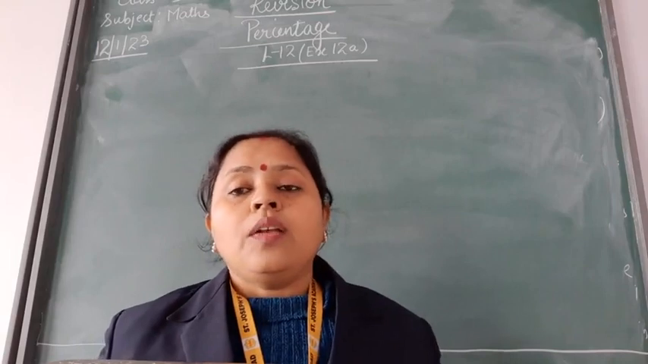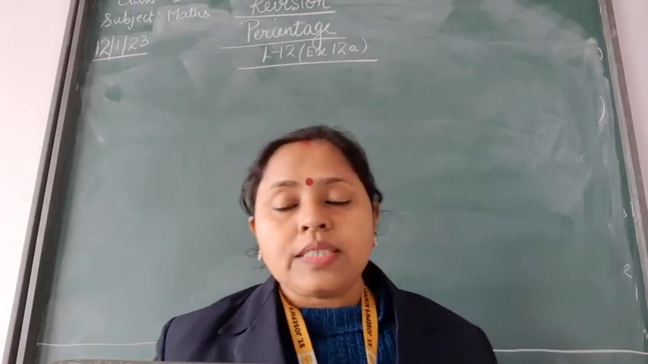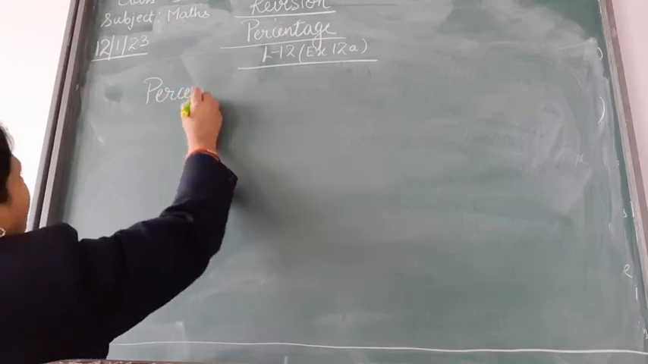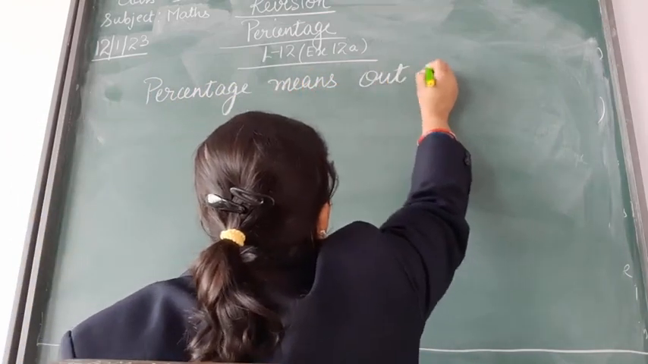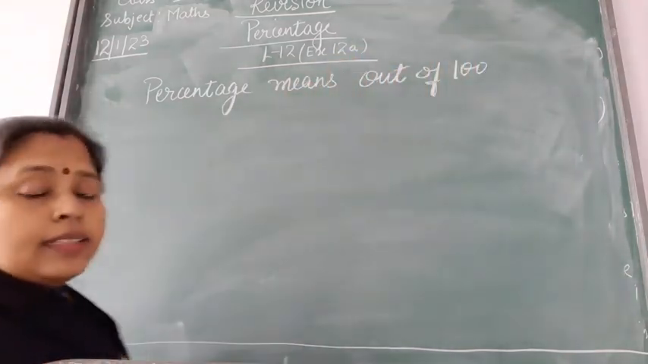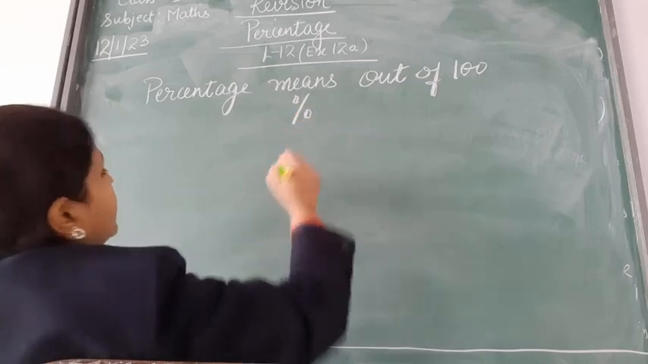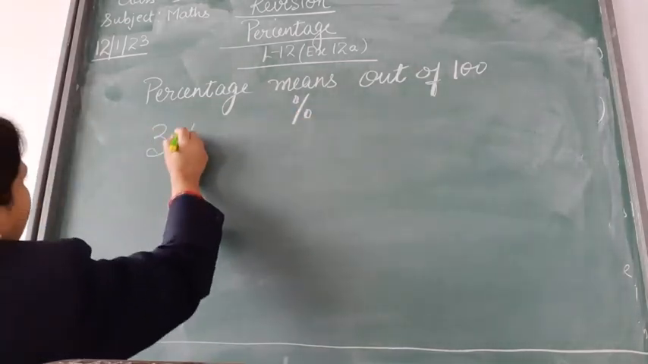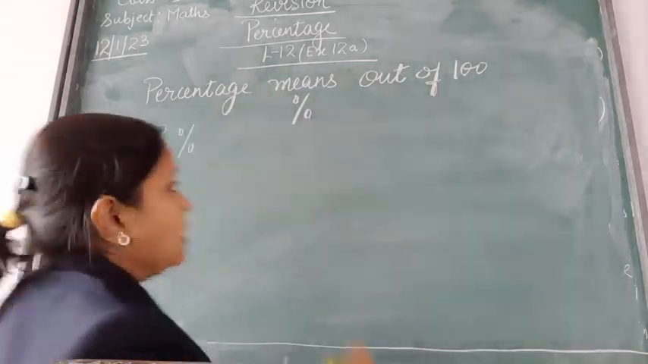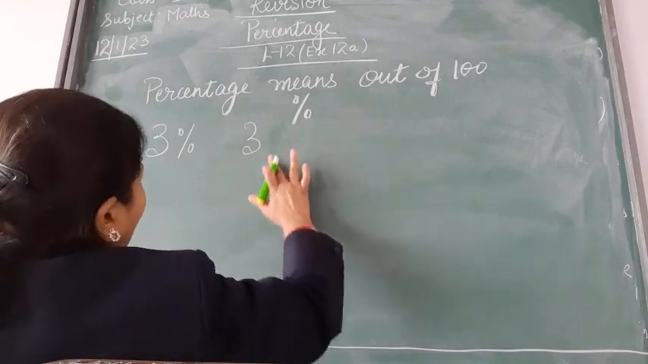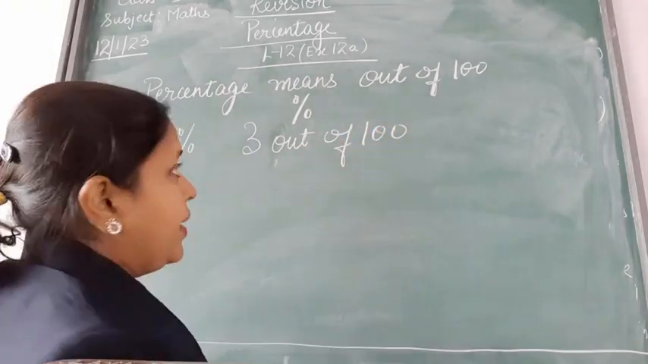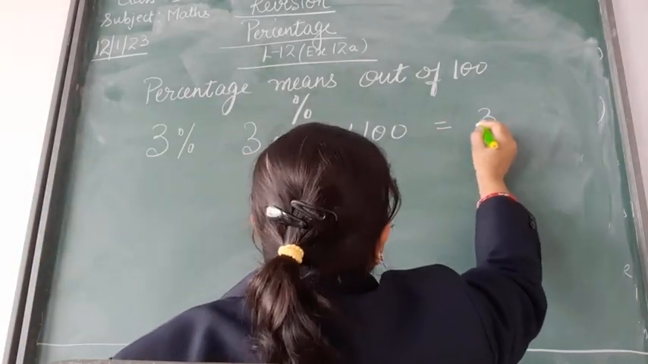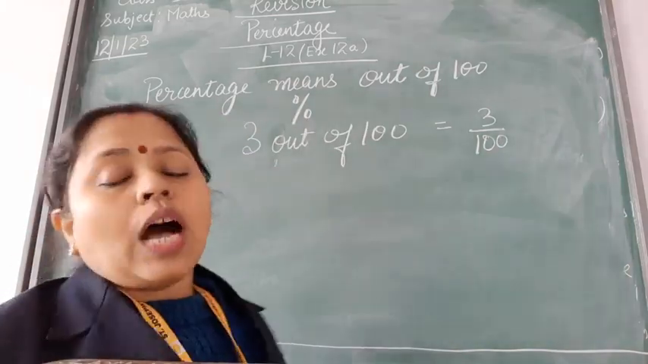So children, first of all, what do we mean by percentage? When we say percentage, it means out of 100. And the symbol for percentage is this. So when I say 3%, what does it mean? It means 3 parts or 3 out of 100. It can also be written in the form of division as 3 upon 100, 3 parts out of 100 parts.